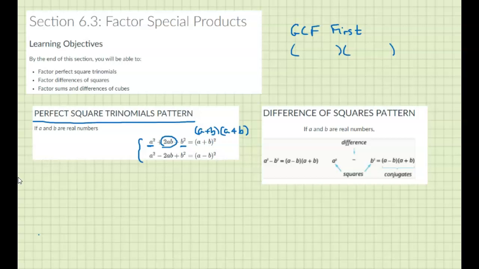You'll see perfect square patterns. If there's a plus for the middle term here, then it will be a plus b. If there's a minus for the middle term here, you'll see a minus b. Here's an example.